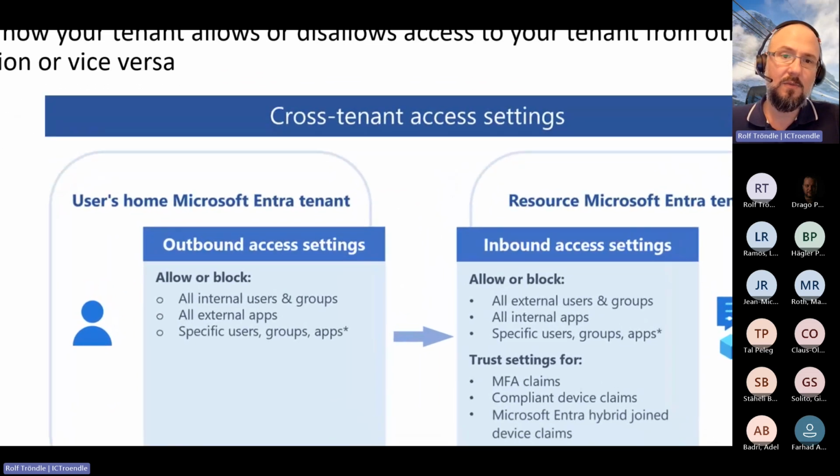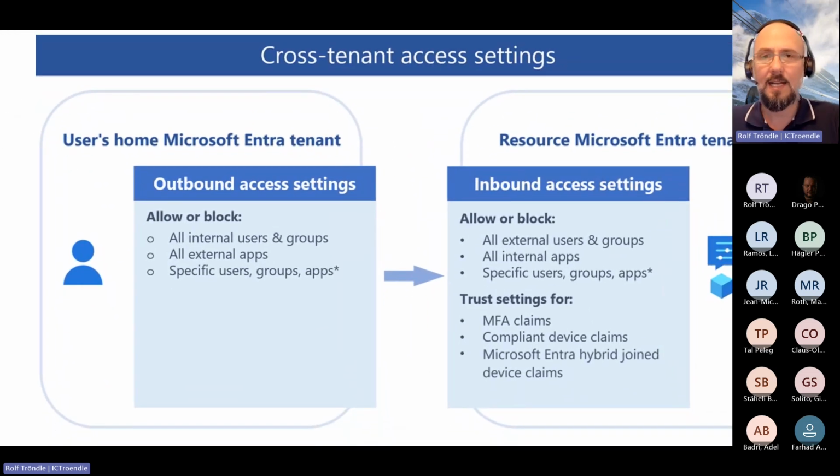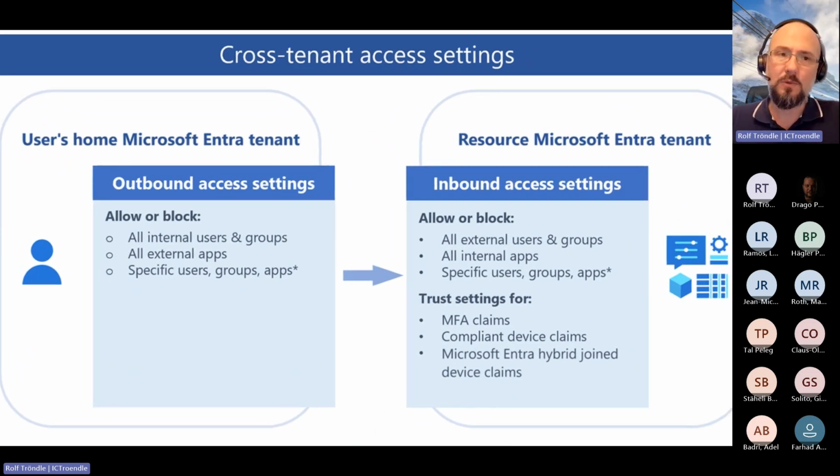So every tenant has two pieces of the configuration. You have outbound access settings and you have inbound access settings. So let's say on your tenant you have outbound access settings and you say you trust the resource tenant. Then you would configure the outbound access settings to allow or block internal users, groups, external apps, or only for some specific users.